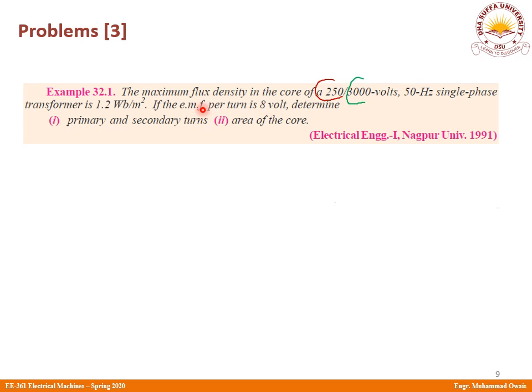And now it says that the EMF per turn is 8 volts. Remember, we discussed this relation in the previous slide. So here it says that the EMF per turn is given by this relationship. Now we have to find out the primary and secondary turns and also the area of the core. Let's begin with the first part. It's pretty simple.